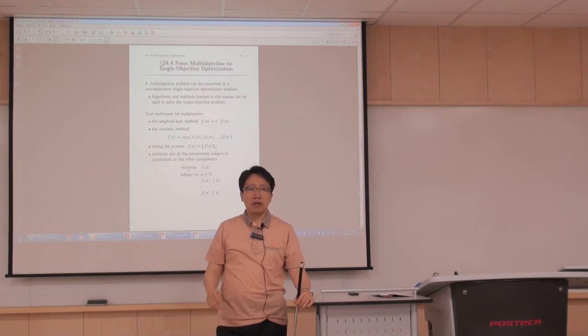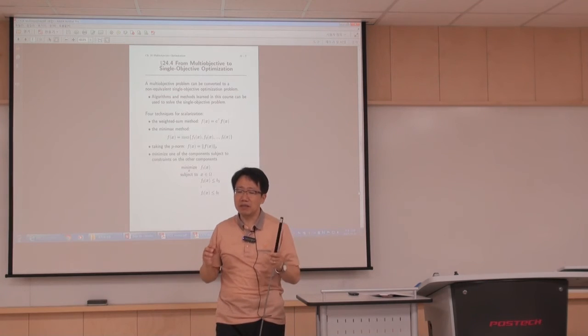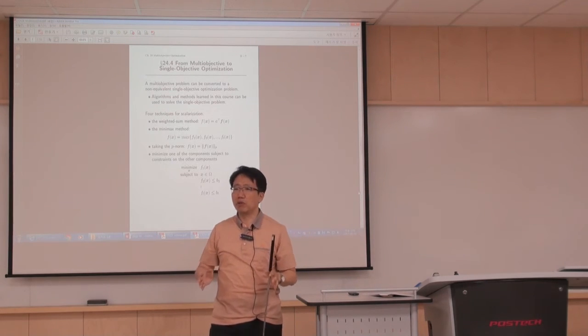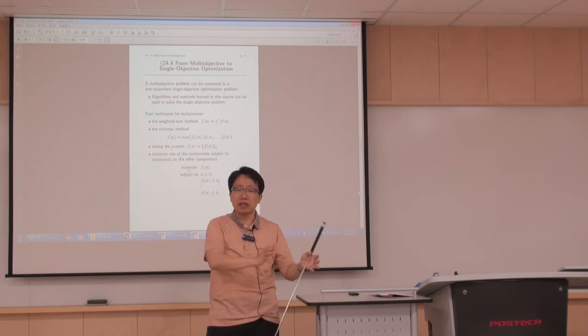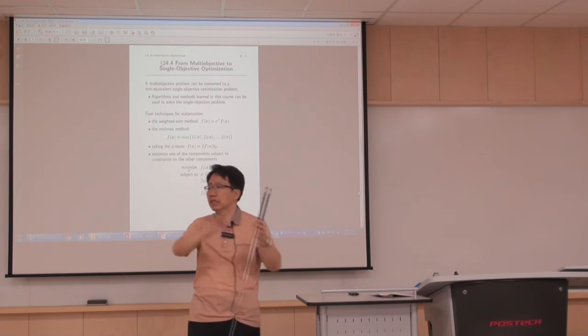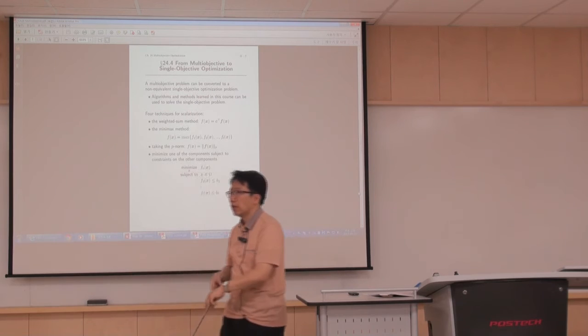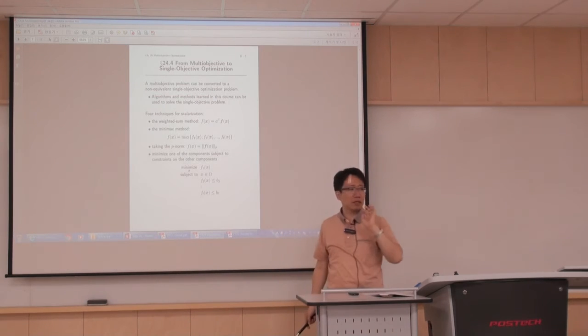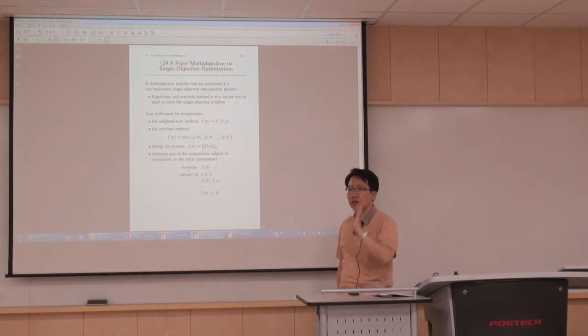So naturally, such a problem is a multi-criterion optimization. However, it's difficult to solve. So what they do is convert the multi-criterion problem to a single criterion problem. And there are 4 popular ways. I'm not saying that these 4 are the only ways. There are 4 popular ways to convert.